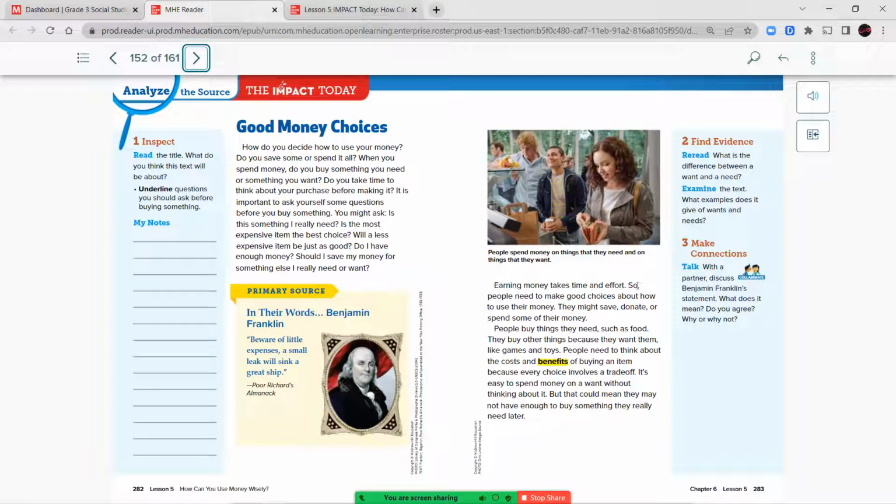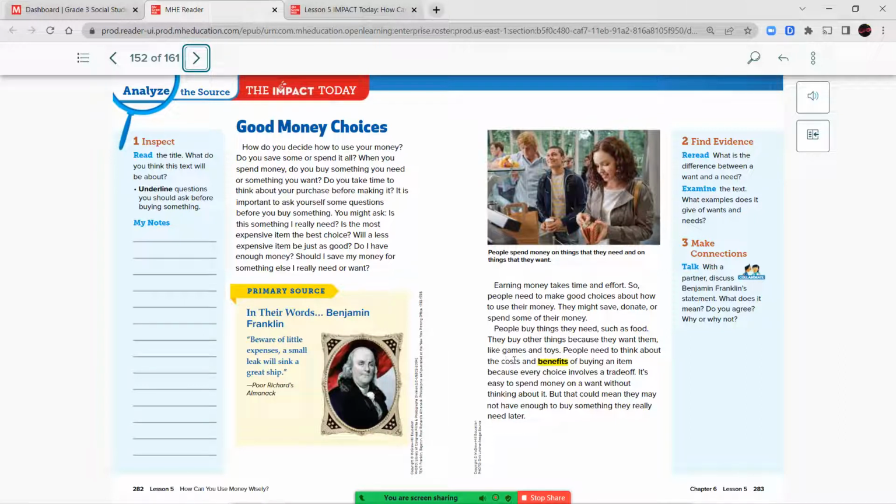Earning money takes time and effort. So people need to make good choices about how they use their money. They might save, donate, or spend some of their money. People buy things they need, such as food. They buy other things because they want them, like games or toys.